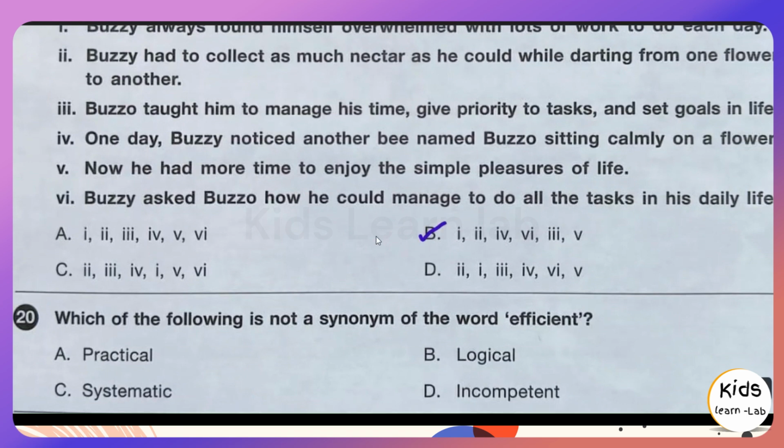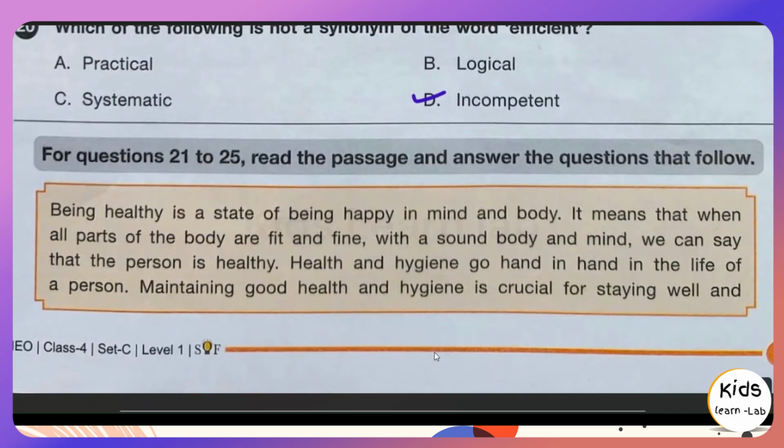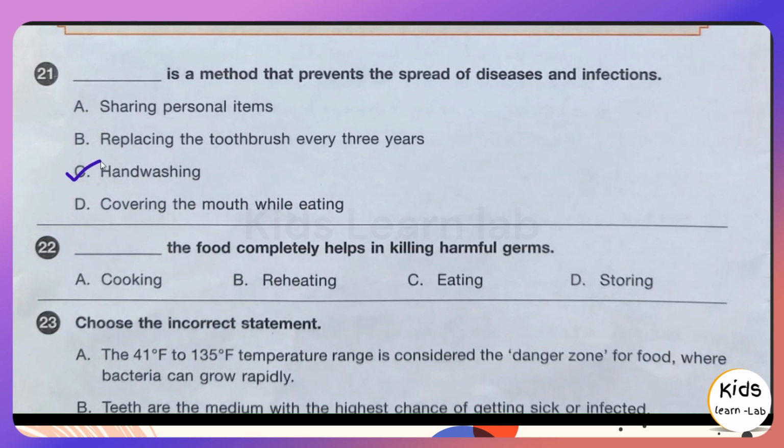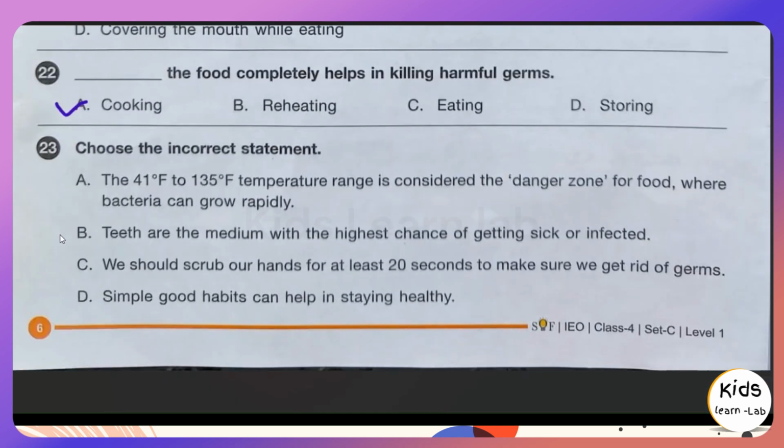19th question answer is option B. 20th question answer is option D. 21st question answer is option C. 22nd question answer is option A. 23rd question answer is option B.